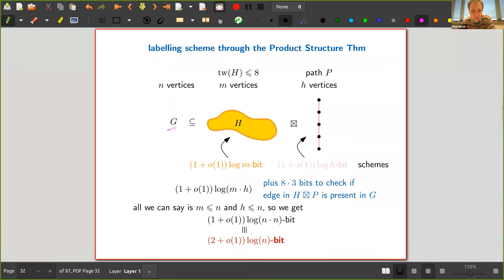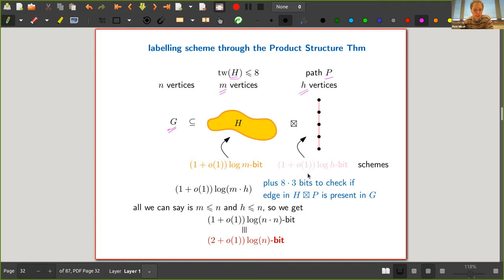We have a graph G, presumably planar, with n vertices, and we can find it as a subgraph in the product of the bounded treewidth graph and the path. Now the bounded treewidth graph has, say, m vertices, the path has, say, h vertices, and you have already seen that if you have bounded treewidth, you can have a very efficient adjacency labeling scheme: 1 times log m, where m is the number of vertices, plus a lower order term, and the same for paths.